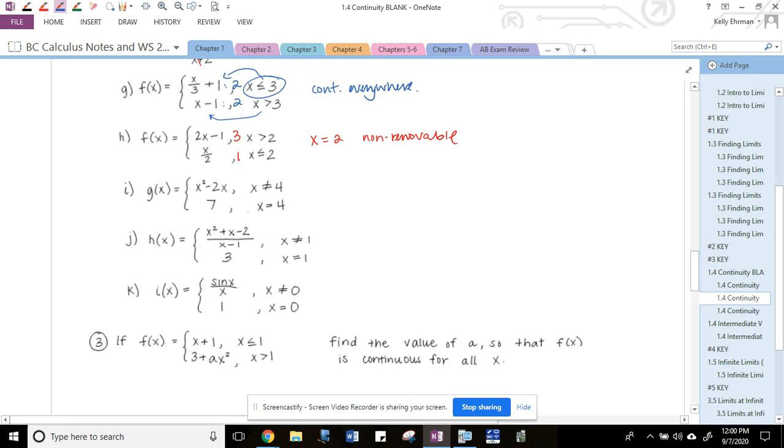All right. For this one, when x is not equal to 4, this will give me the limit value. So if I plug 4 into this, I get 16 minus 8 is 8. The function value at 4 is only 7. Since those don't match, there's a discontinuity at x equals 4. And again, it's non-removable.